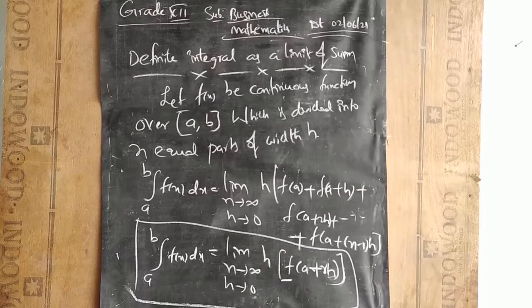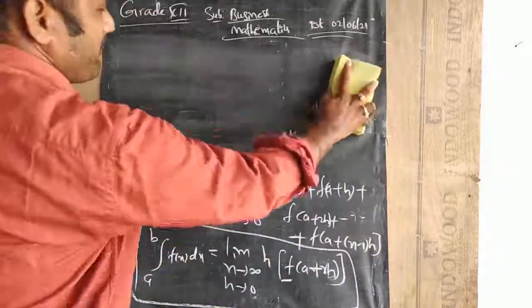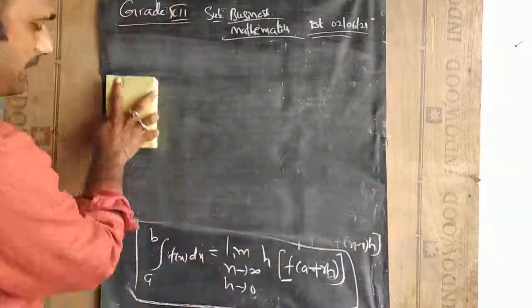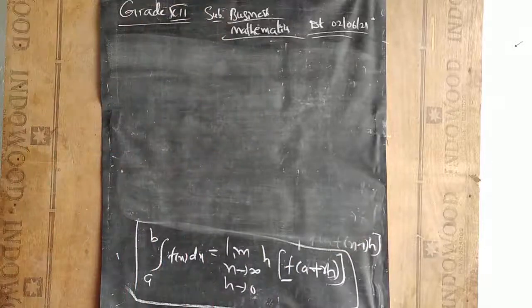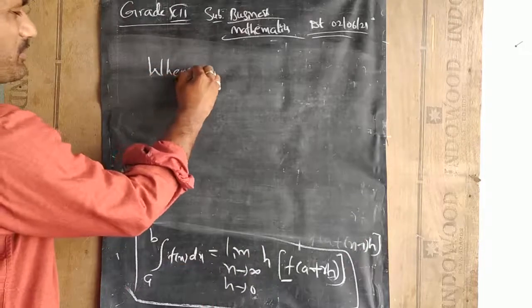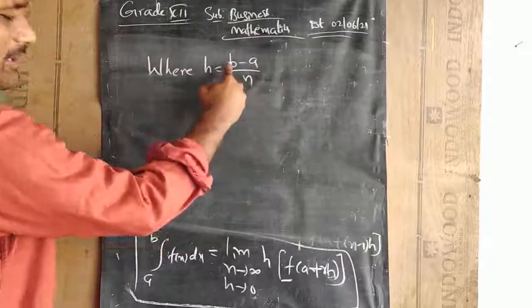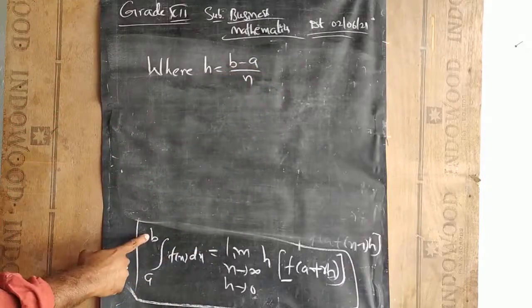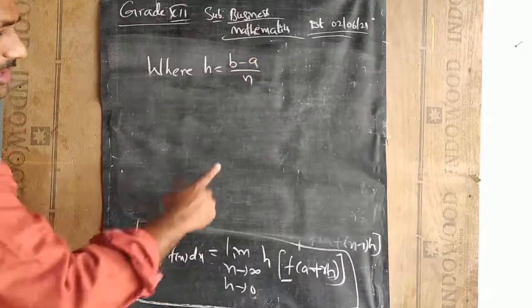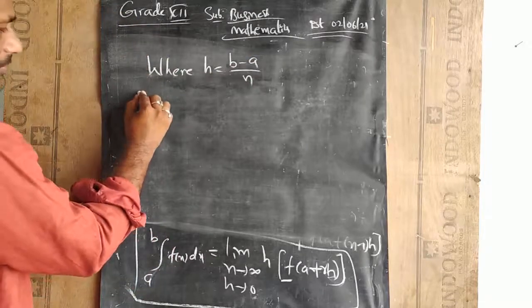Okay, now let us see one question. Here we will learn some terms. Another important thing is the h value. We can write h as b minus a by n, where b is the upper limit, a is the lower limit, and n is the number of parts.